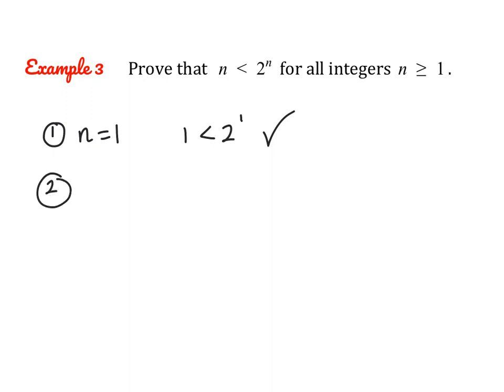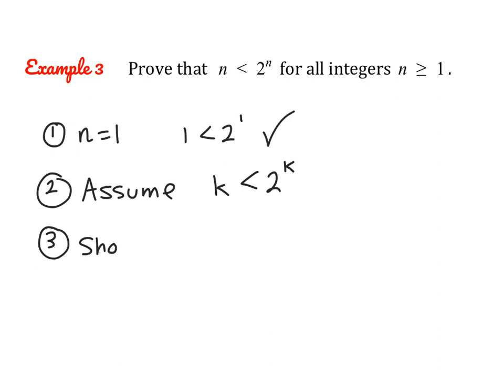So step 2, we're going to make our assumption that this inequality is true for the integer k. So we're saying as a fact that k is less than 2^k. From there, we now need to show that k+1 is less than 2^(k+1). So now that we have our general setup, now we just have to go through the process of actually showing that this is a true statement.